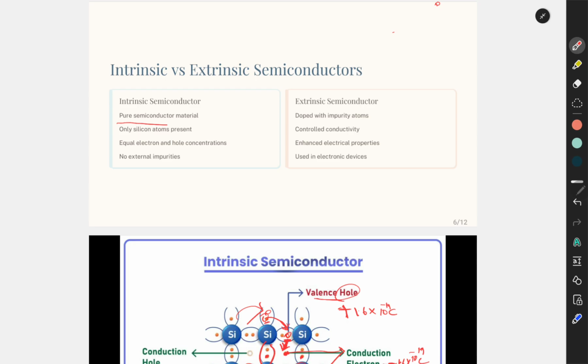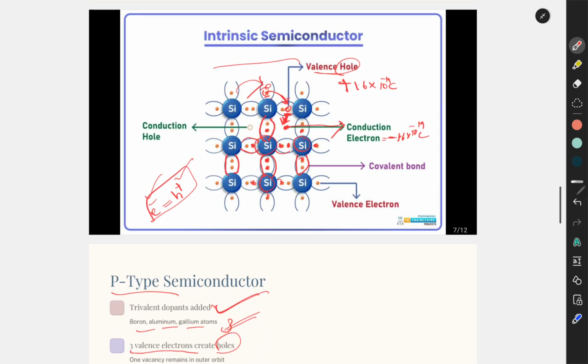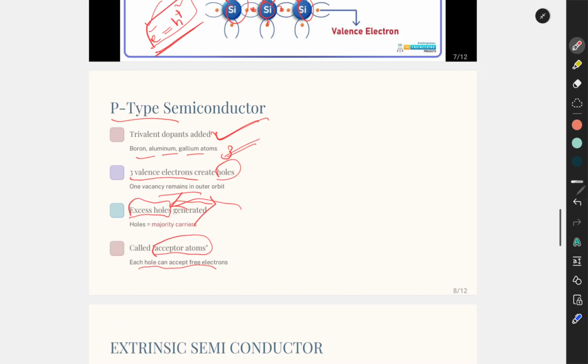Pure form of semiconductor is called intrinsic, and impure form of semiconductor is called extrinsic. If impurity is added, then it is extrinsic. Now extrinsic is again classified into P type and N type. Okay. You can see intrinsic pure form, all atoms are silicon atoms only. Number of holes is equal to number of electrons. Now extrinsic, as we said, P type and N type.